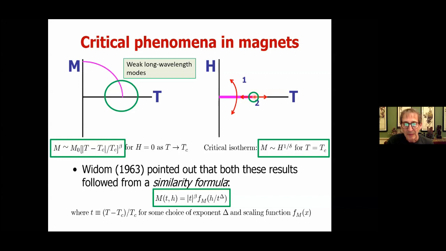So these two stylized facts can be combined into one single similarity formula, and this was discovered by Widom in 1965, and this is called Widom scaling. Here, t to the beta is this beta here, little t is the reduced temperature. The h is the external magnetic field normalized by KTC, and delta is some exponent called the gap exponent. And this function Fm is a scaling function, and we'll say something more about that in just a minute. So Widom pointed out that both of these stylized facts come from here, and I want to show you how that works.